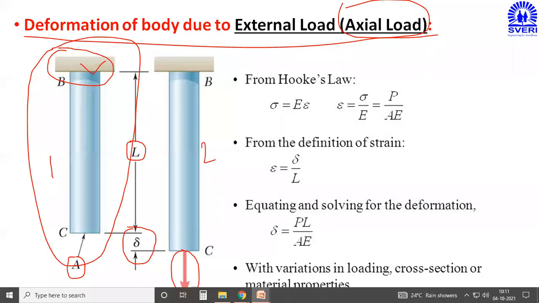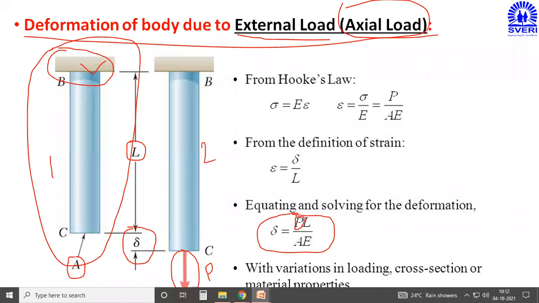Now, as per the heading, deformation of body due to the external load. How much load is applied? Suppose P amount of force is applied at the bottom side, and due to this P amount of force, the deformation takes place in the downward direction, indicated by delta. If this rod is subjected to the external load, whatever deformation takes place can be calculated directly by using the formula delta is equal to PL upon AE.